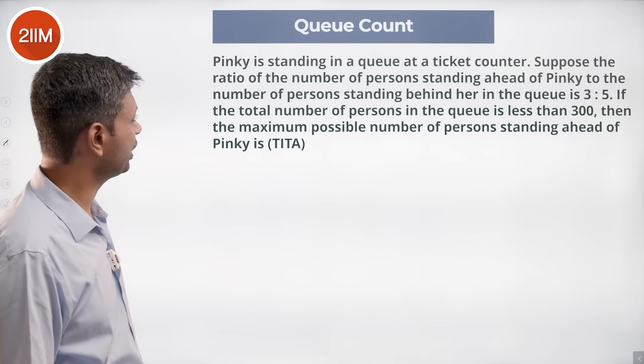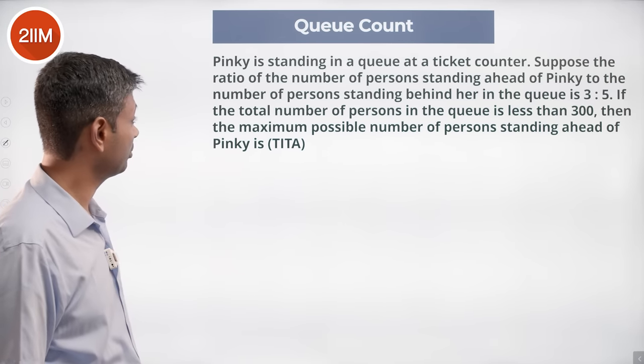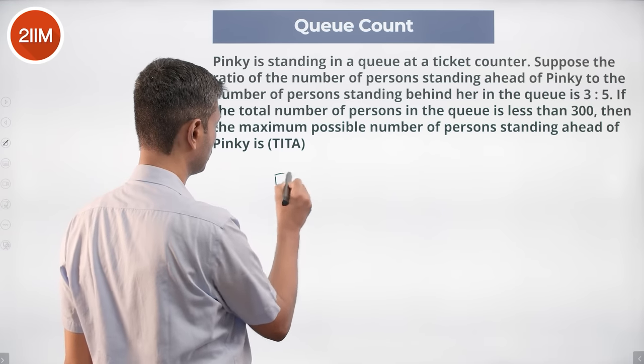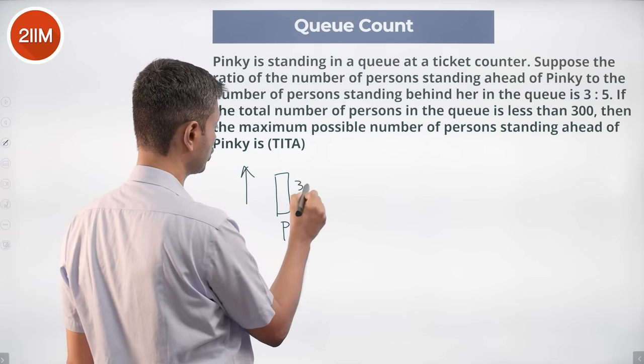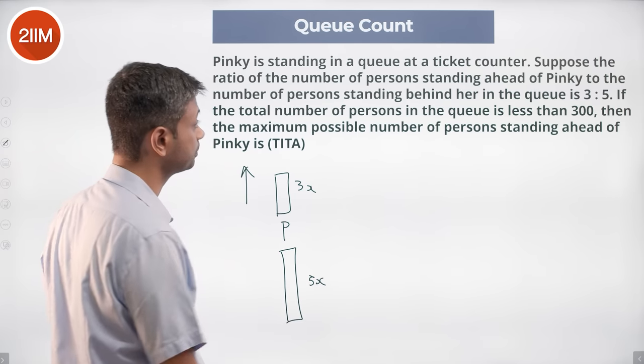Pinky is standing in a queue at a ticket counter. Suppose the ratio of the number of persons standing ahead of Pinky to the number of persons standing behind her in the queue is 3:5. This is Pinky. The queue is this way. 3x people ahead of her, 5x behind her.